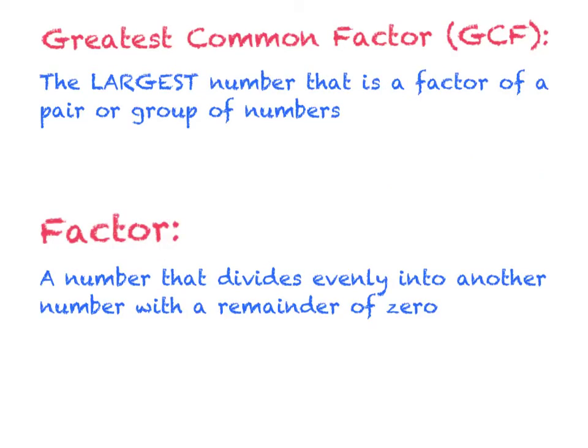Before we actually find the greatest common factor of numbers, it's probably important to know what that actually is. So the GCF, as it's commonly referred to, is the largest number that is a factor of a pair or group of numbers. To understand the definition, we must have a solid understanding of what a factor is. So, for review, we know that a factor is a number that divides evenly into another number with a remainder of 0.